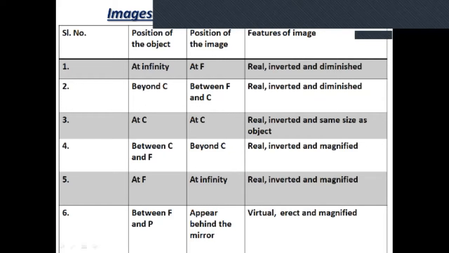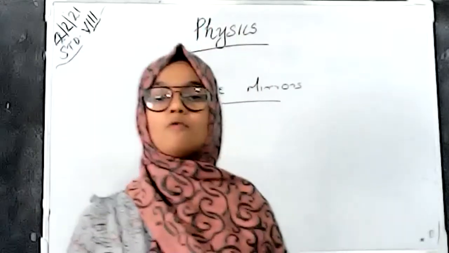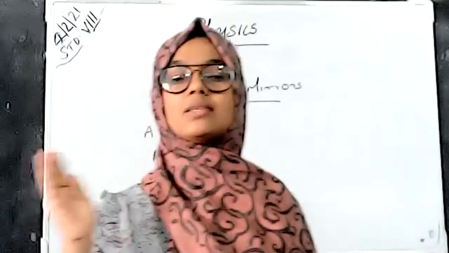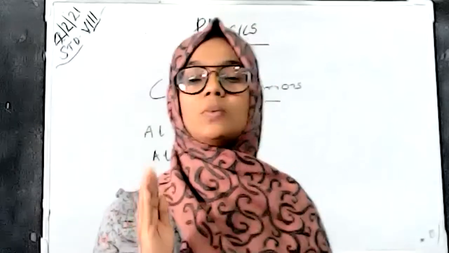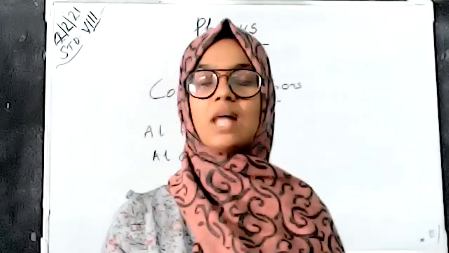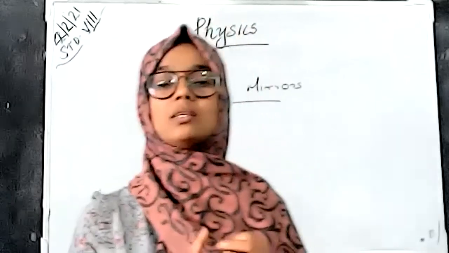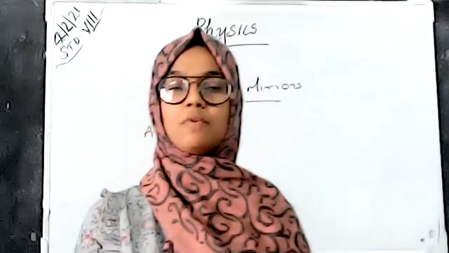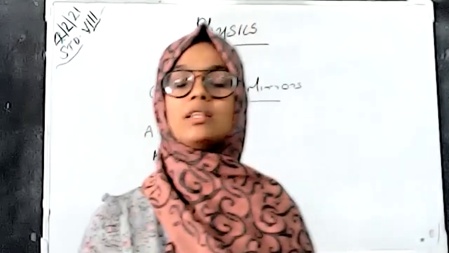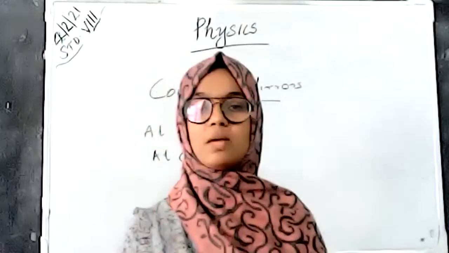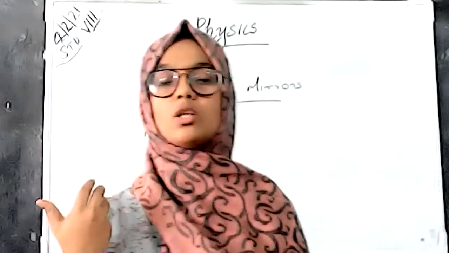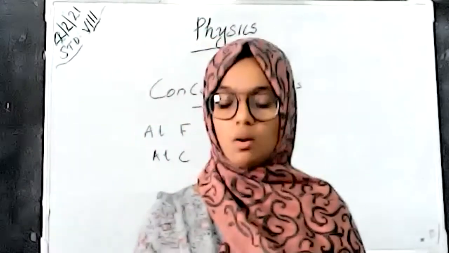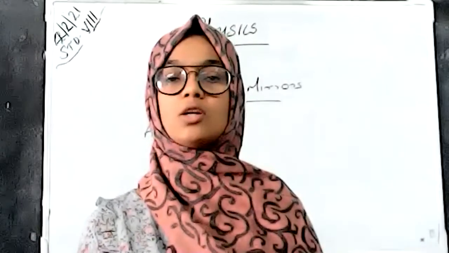So now we have discussed that when the object is placed in front of a concave mirror, there are many possibilities for setting the object: at F, at C, between F and P, between C and F, and at infinity. The image is formed, and the features and position of the image change based on the position of the object. I think all of you understand the image formation occurring in concave mirrors.